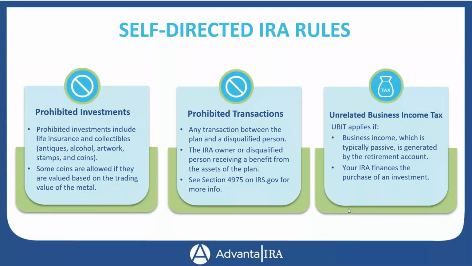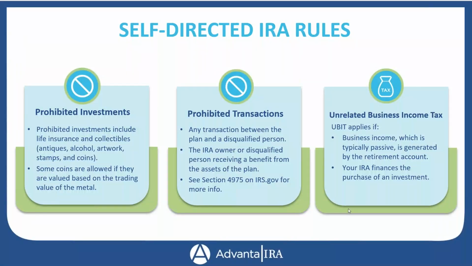And then the third box here does not make something prohibited, but it is a part of the rules, something you do want to be aware of. It doesn't mean if a tax is triggered that you cannot make that investment. You should be aware of it though, in case it applies to the investment you're making. And this tax is called unrelated business income tax.